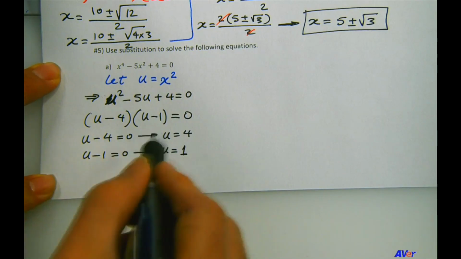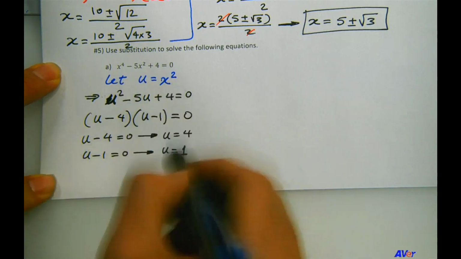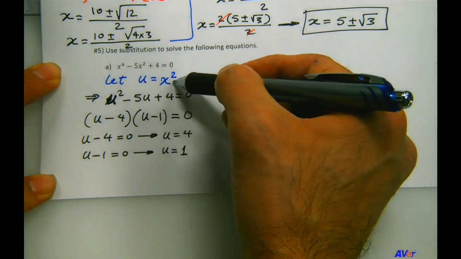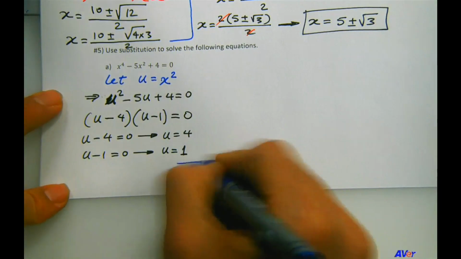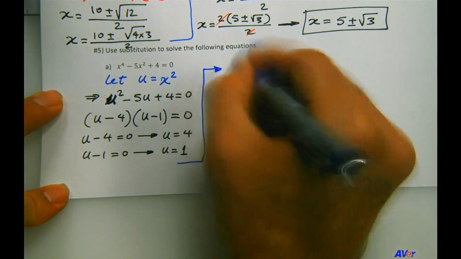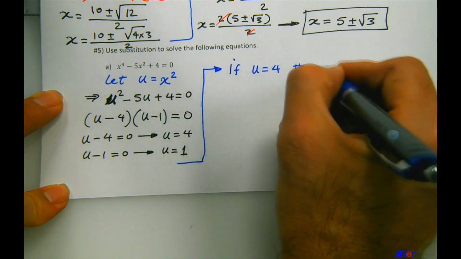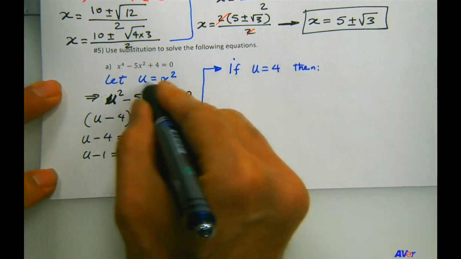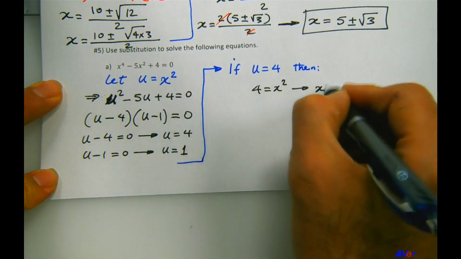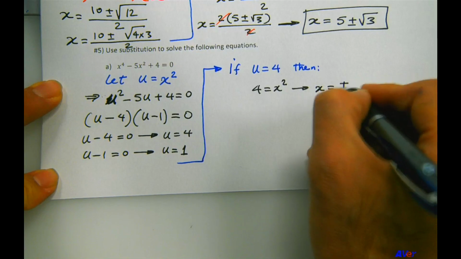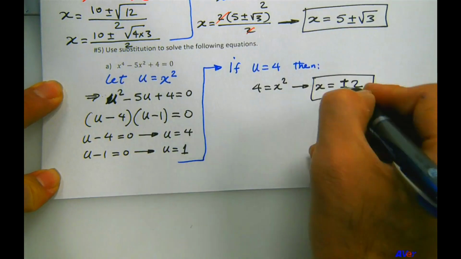Right? But we're not looking for u. We were looking for x. Right? So let's plug these back into this in order to solve for x. So if u equals 4, then we're going to plug 4 here. 4 equals x squared. Therefore, x is equal to plus or minus 2. That's 2 of the solutions, plus or minus 2.